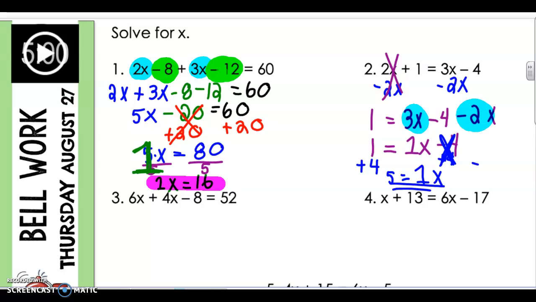You can also write it as 5 equals x. You don't have to write the 1 in front of the x. Or you could even write x equals 5. They're all the same.